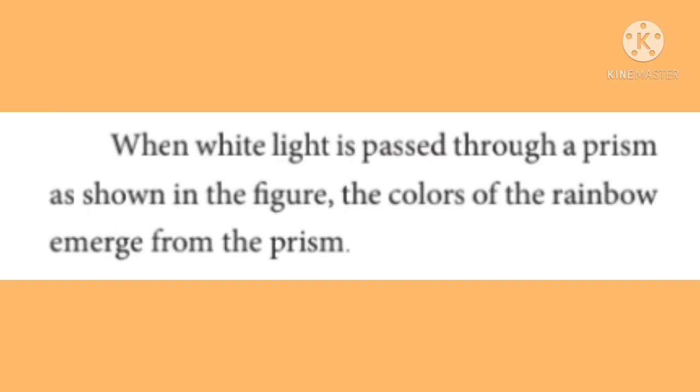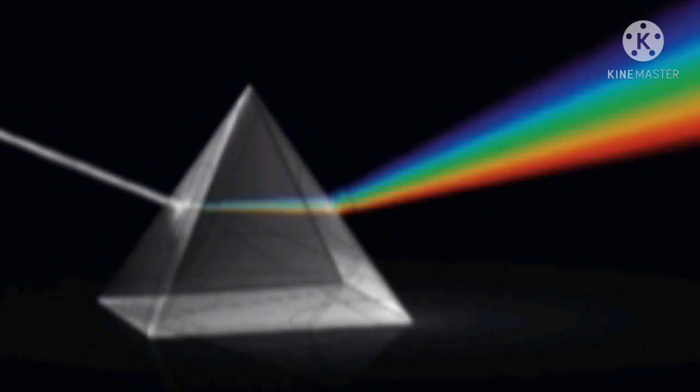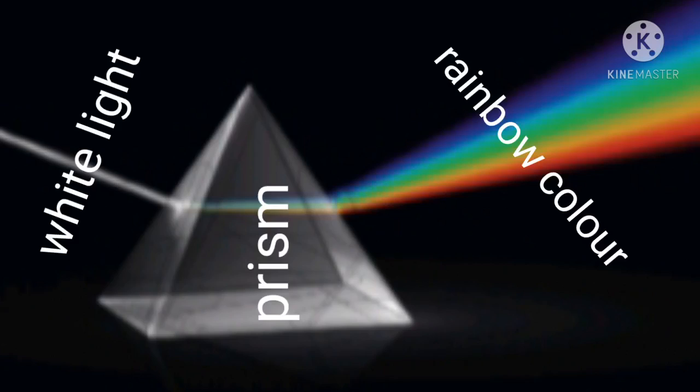When white light is passed through a prism as shown in the figure, the colors of the rainbow emerge from the prism.